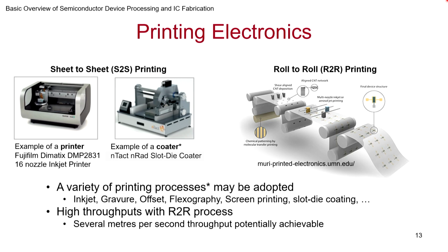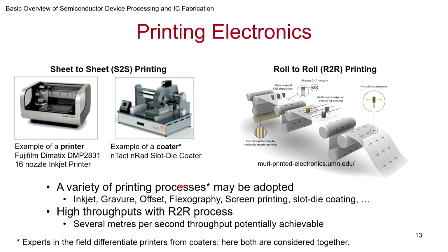So, a variety of printing processes may be adopted, and I put a star here just to reiterate the point. Experts in the field of printing will balk when I say that slot die coating is printing. Okay, but I guess we understand what we are talking about. So they are strictly coaters, or they are coating a film, because they don't go around making patterns.